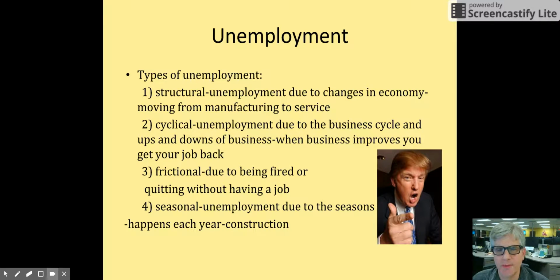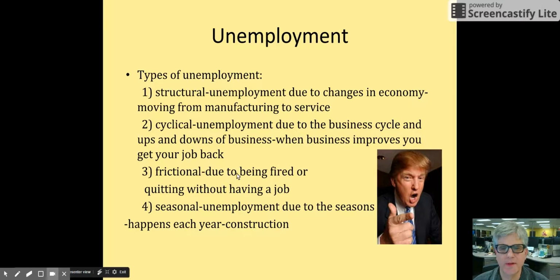Cyclical unemployment is due to the business cycle. It's the ups and downs of business. Basically, you lose your job due to the economy, and you'll get your job back when the economy moves up. Structural, that job is gone forever. Like a lot of manufacturing jobs, steel jobs, they're gone forever. Cyclical unemployment, you might lose your job. A car company might lay you off and then bring you back after that.